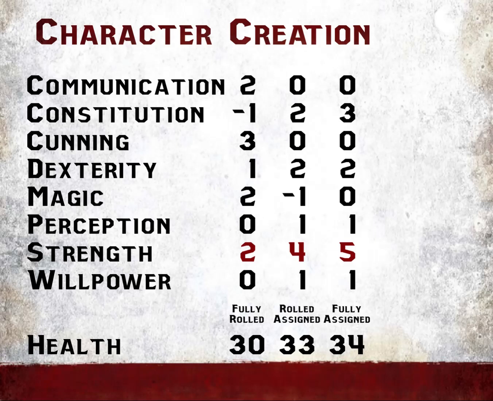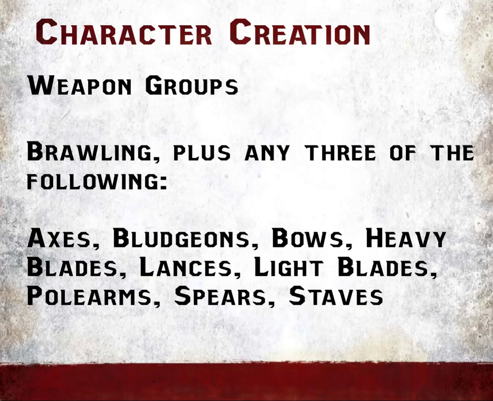The next things are weapon groups. Having these is important because only when you have the appropriate weapon group will you do full damage with an attack. If you use a weapon for which you don't have the right weapon group, you will only do half damage. Every character, no matter what class, starts with the brawling group, so you can use your bare fists. For our example character, I pick heavy blades and light blades, and because it is a Qunari, I also take the spears group.